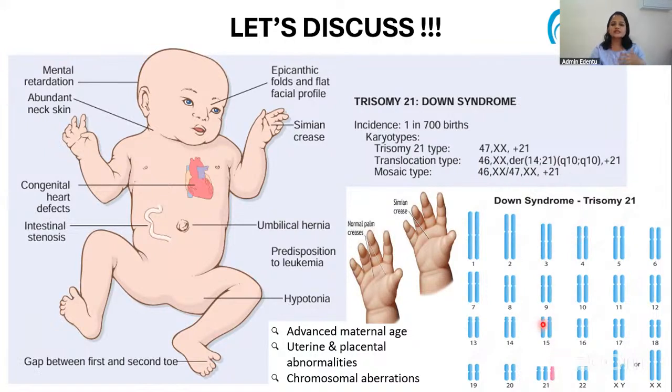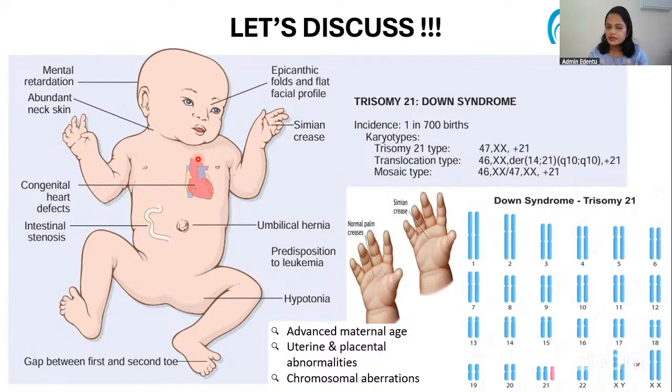So what are the clinical features that you can see in a Down syndrome patient? Definitely mental retardation, epicanthic folds and flat facial profile will be seen. Brachycephalic skull can be seen. Abundant neck skin. Simian crease. What do you mean by simian crease is that usually in a normal individual, you will be able to see two transverse creases across the hand, right? This is one transverse crease and this is another transverse crease.